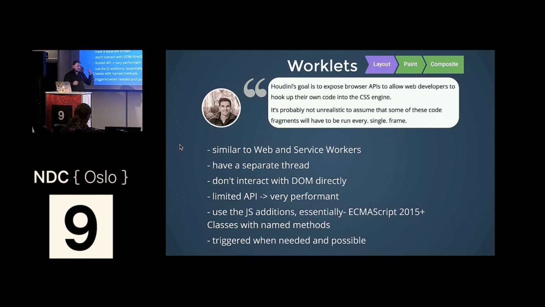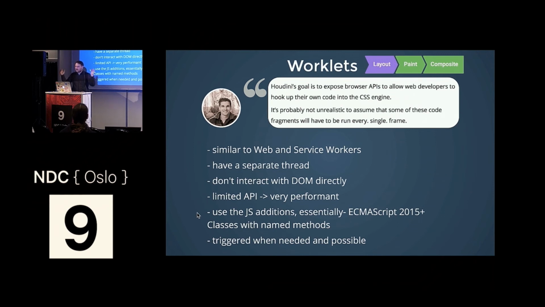Today, for such a piece of code, we have web workers. They call these worklets. They have a separate thread, so your JavaScript code will not block the UI. They don't interact with the DOM directly, which is actually expected. And the API is limited, though I call it limited because it's not really limited: you have to explicitly say which properties you want to interact with. So it's not limited. You just have to be very careful because it will be executed very often.